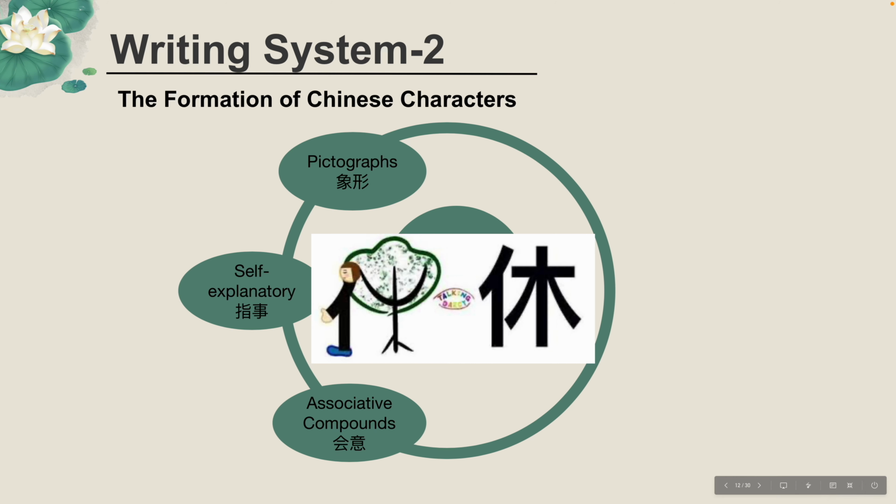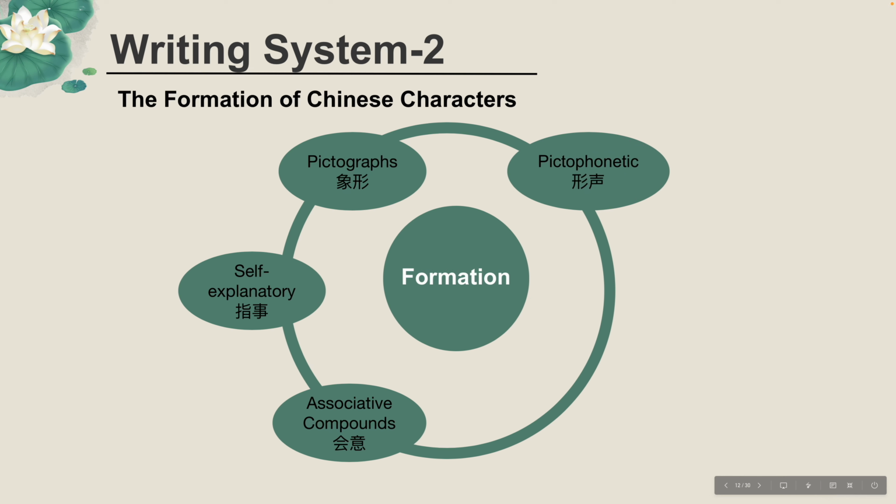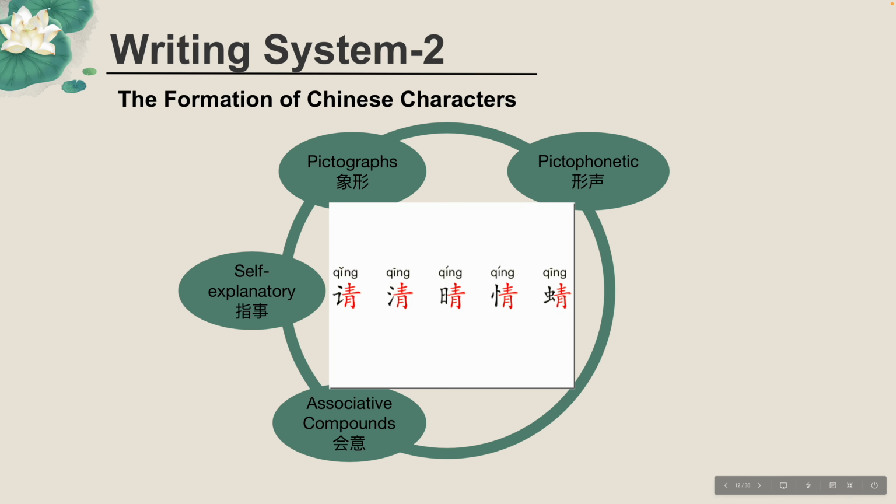The next one is pictophonetics. 形声字. 形声字 is composed of two parts, one related to its meaning and one referring to its pronunciation. Let's look at these 5 characters. They all have the character 青 on the right side to contribute to the pronunciation. That's why the spellings are the same except for the tone. The radicals on the left are indicating the meaning of the character. The first one is 请. 请 means please, so the radical 言字旁 is related to talk, to say.